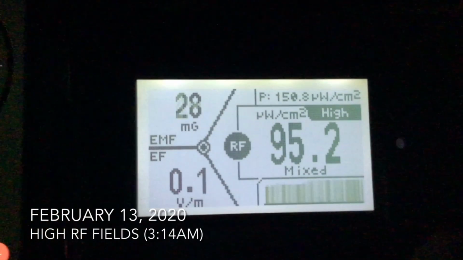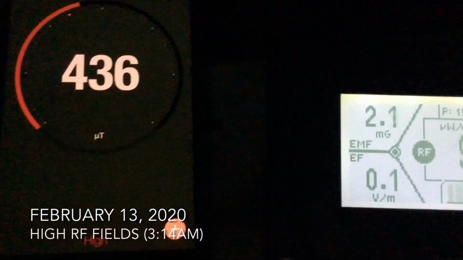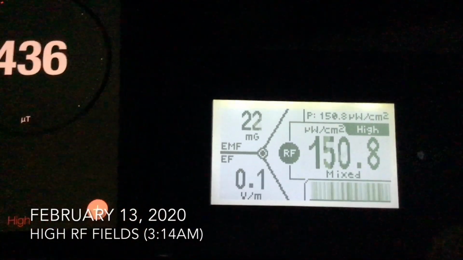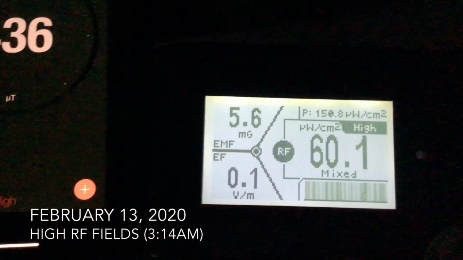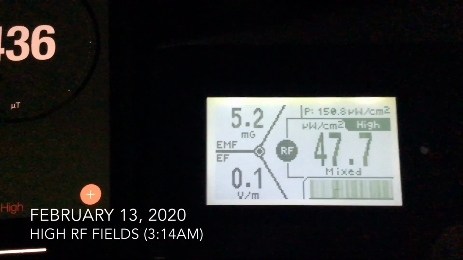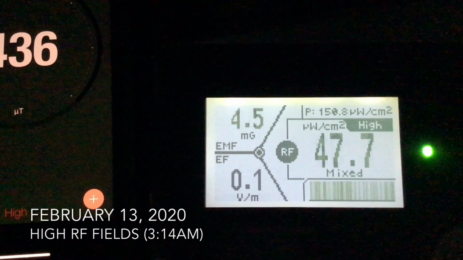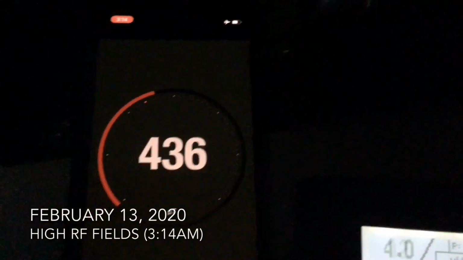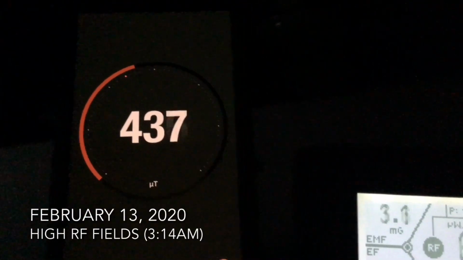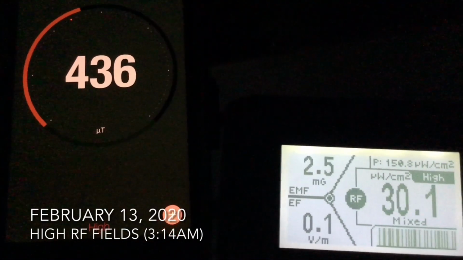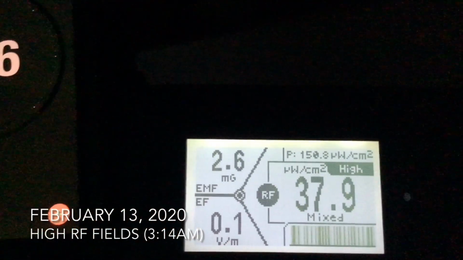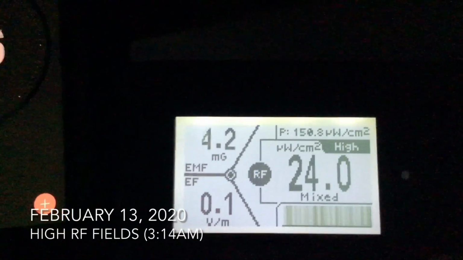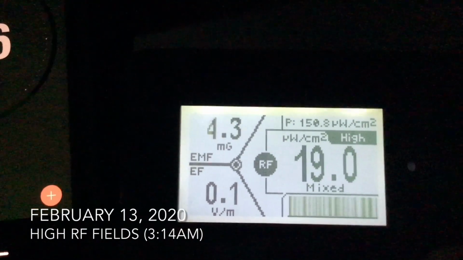And here you can see the readout on February 13th, 2020 in the morning. I want you to notice the time there. It's documented as 3:14 a.m. I live very remotely, and I have no cell towers and no cell signals or anything like that coming through my place. But I notice here high levels of EMF, both on the Tesla meter as well as on the RF meter as well. And you can notice here that on the RF, it's reading microwatts per centimeter square, very high RF frequency fields coming in. And it's also reading electromagnetic fields, which are high.